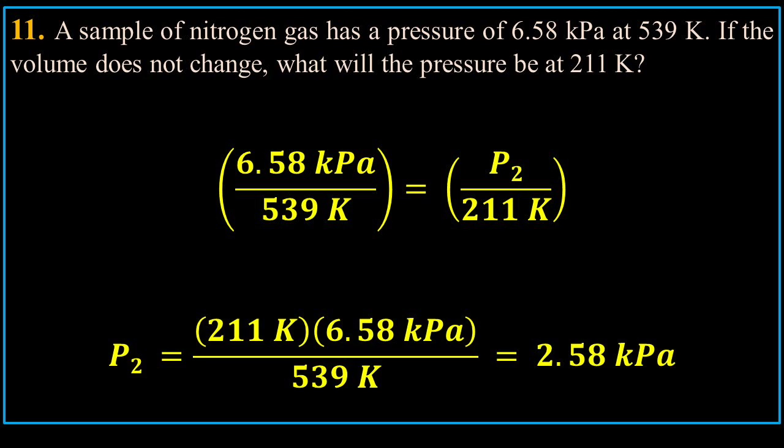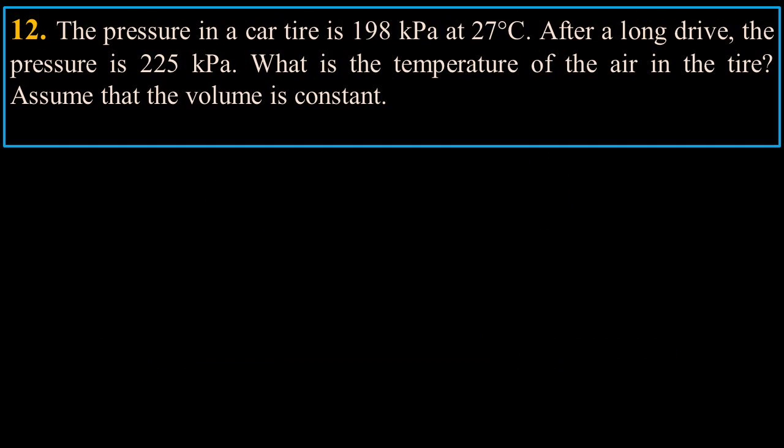So I'm going to decrease the temperature, and I'm going to decrease the pressure as well. So that makes sense. You should be able to predict certain changes just by looking at the data, and the answer should make sense. If you got 30 kilopascals, you know you did something wrong.